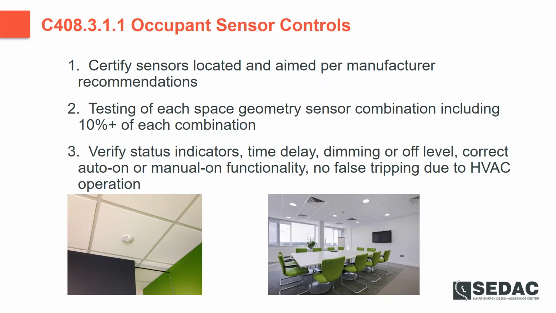Testing for each space geometry, sensor combination should include 10% of each combination. So if you've got a number of cookie cutter classrooms or office spaces or some other space that they all have the same orientation, the same general space geometry, lighting is set up the same way, only 10% of those would have to be checked. But if you've got a mirror copy of a room, that's a different geometry, or if you've got a different lighting pattern in that space, those would have to be tested independently.